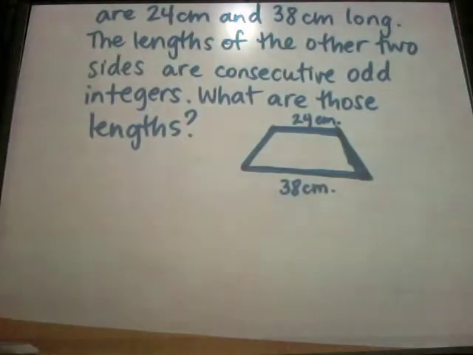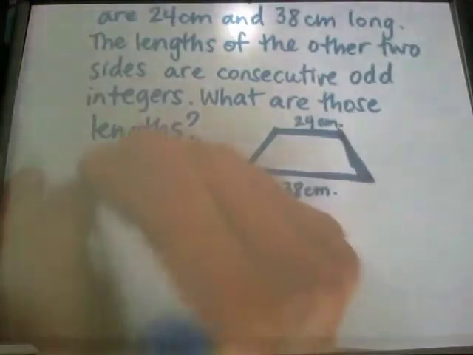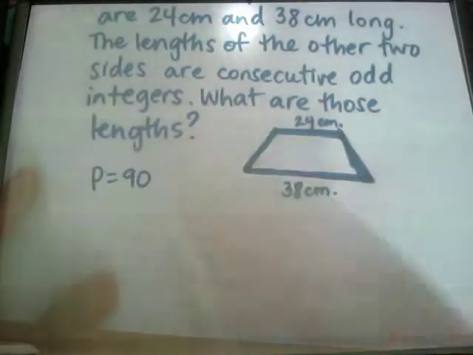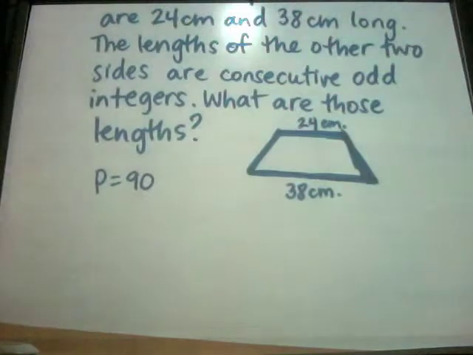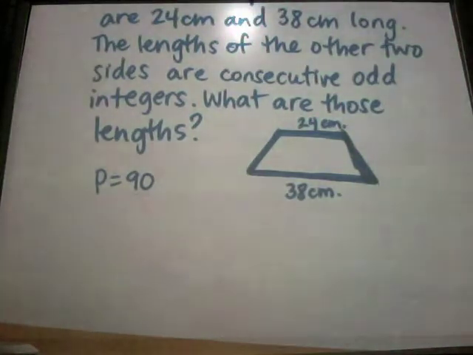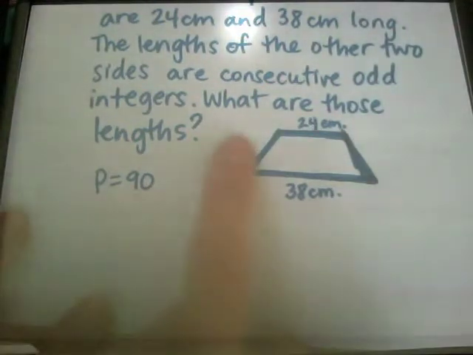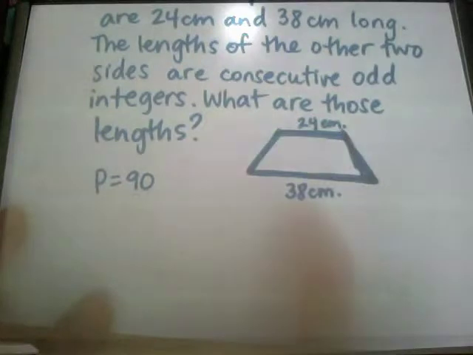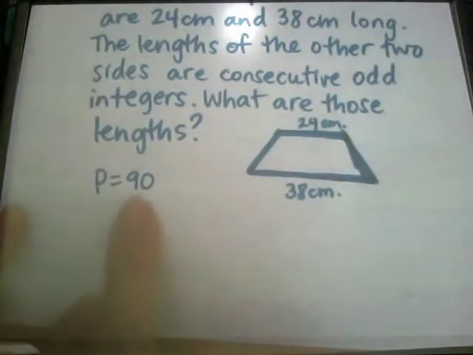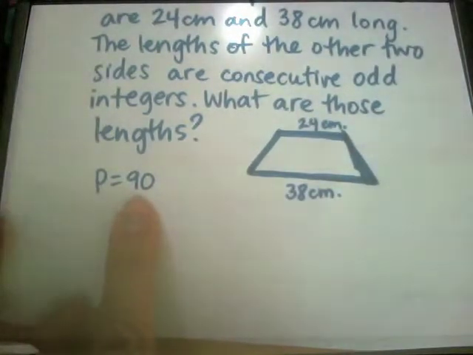Now, by the way, it said perimeter is 90. I'm just going to put that down here where I can see it as a reminder. How do we do perimeter? Izzy? Good, we add up all four sides, or whatever the shape is, we add up all the sides. So in this case, once I label what these two are, then I'm going to take all four and add them up, and together they should equal my perimeter of 90.